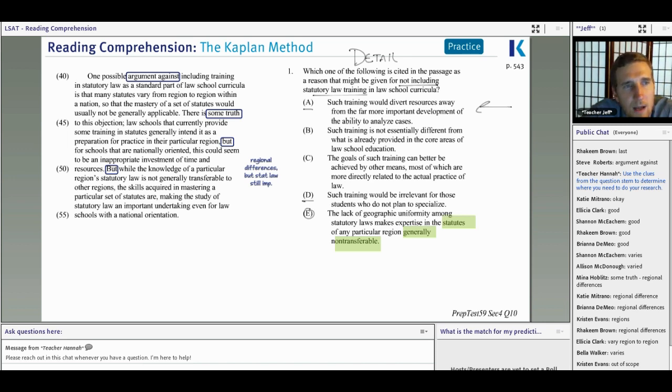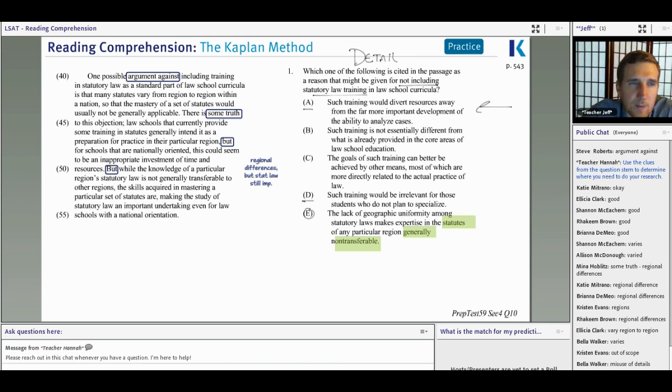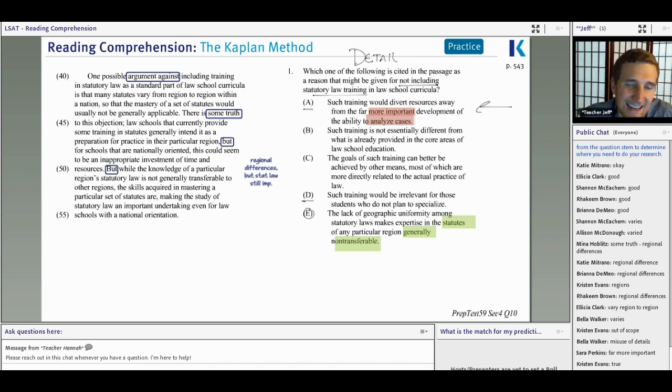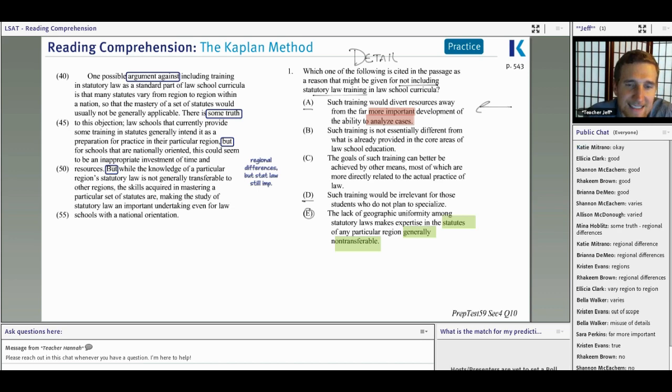Kristen, it is outside the scope in that the author never talks about diverting resources away, but also it says more important ability to analyze cases. Does the author ever say that analyzing cases is more important than statutory law?